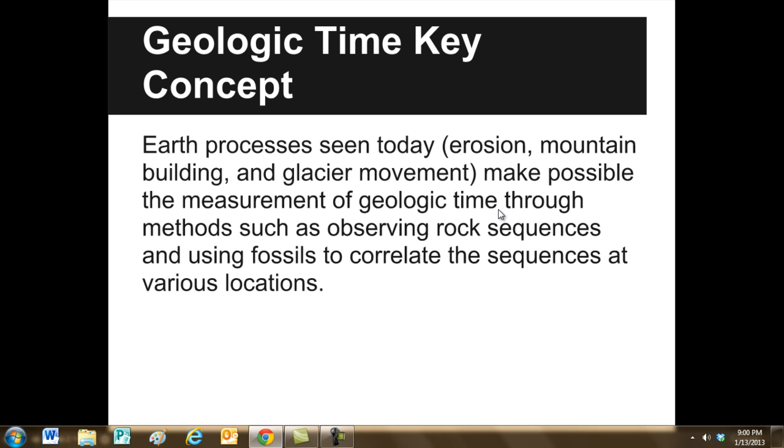Fossils also help us to correlate. Correlate just means to match up different events from different locations. So looking at different locations and using fossils as a way to match those up. Match up locations that may be many miles apart.